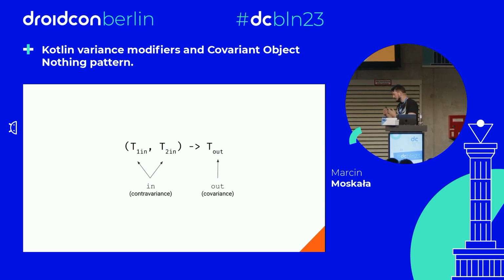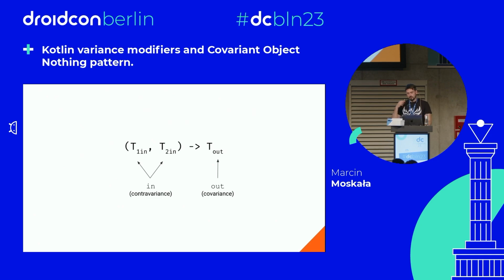Clearly, for the parameter types of this function type, we have contravariance, so the in modifier. For the result type, we have out, so covariance.